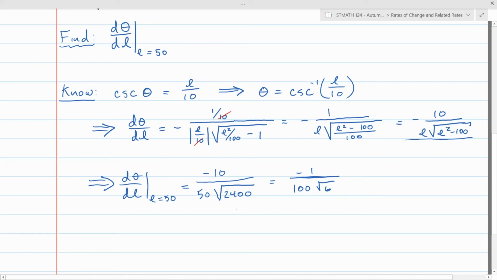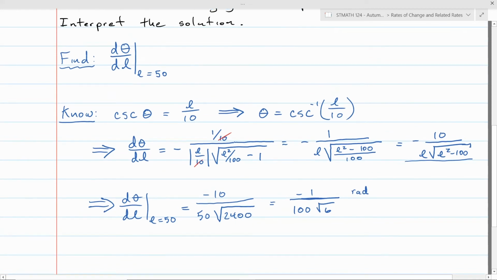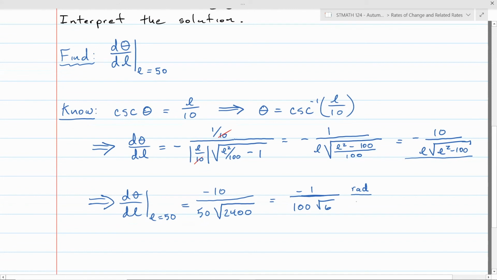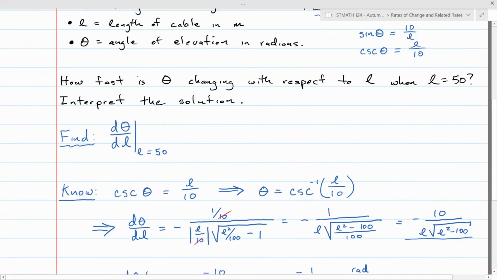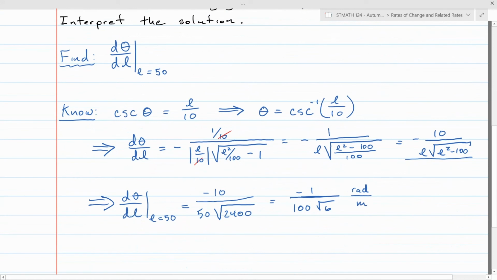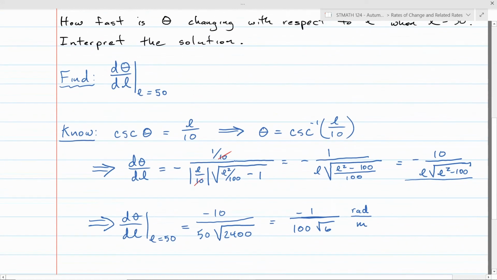And what are the units here? Well, theta was measuring things in radians because it's an angle. And since we differentiated using our standard differentiation formulas, we were assuming everything was in radians. And then L was being measured in meters. So this is radians per meter. So what does that mean? So the second part of this was to interpret this solution.